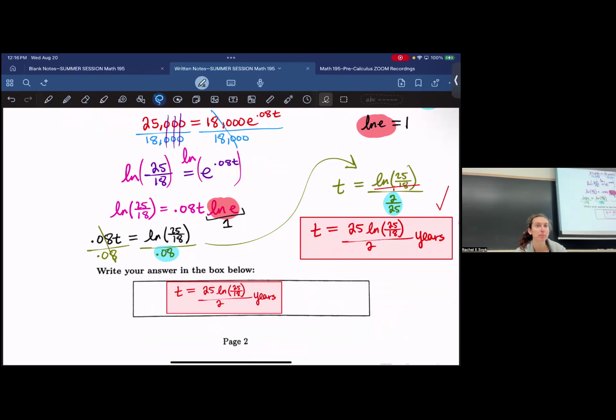If you left it as a decimal, I think that would be fine. I don't know how the other professors grade, but I'm sure that it's always good to simplify.